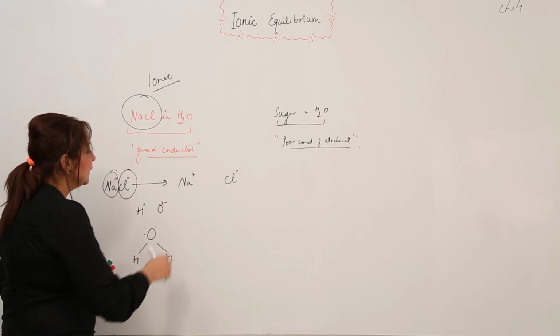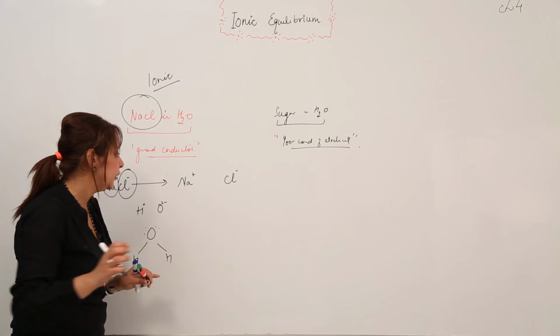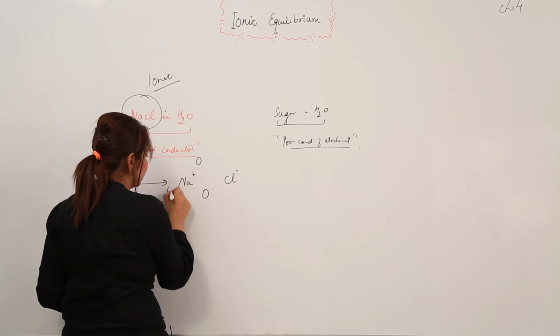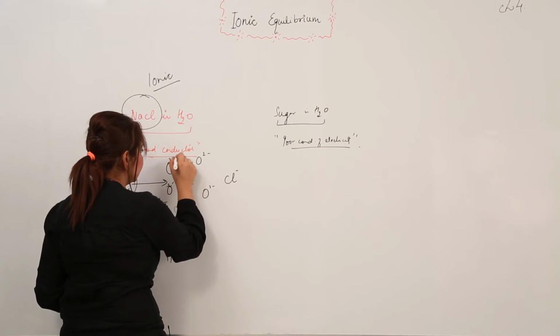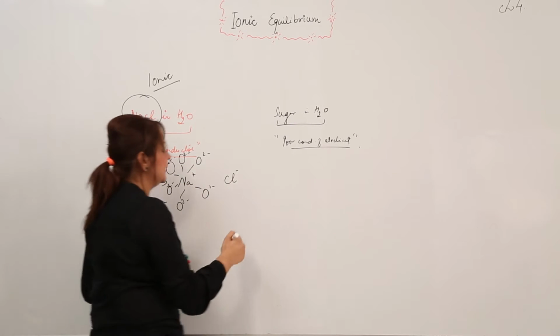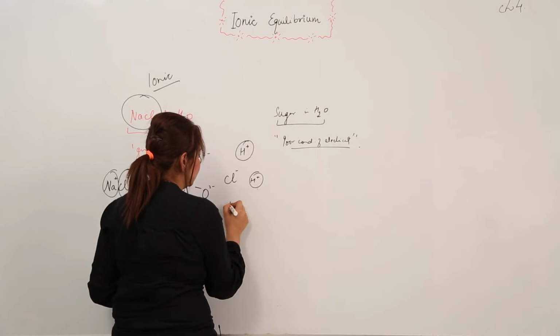So these ions get surrounded by the oppositely charged parts of water. That means Na gets surrounded by many oxygen atoms, the negatively charged ends of oxygen, and simultaneously the chloride ions get surrounded by many hydrogen atoms.